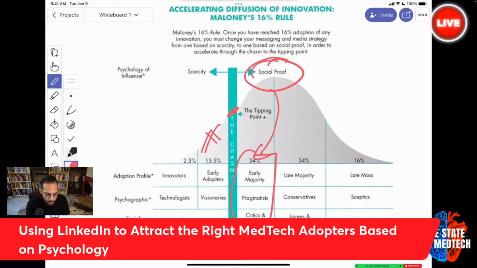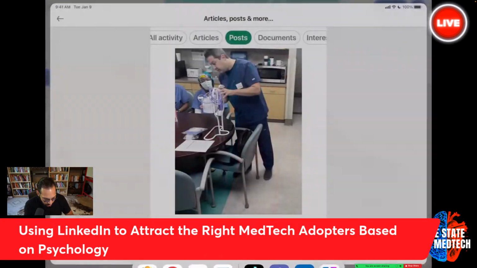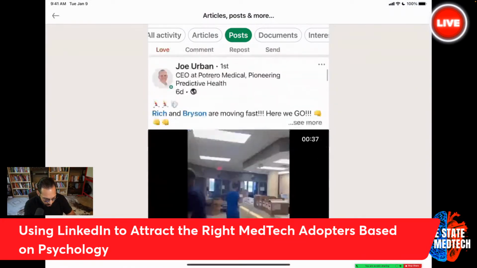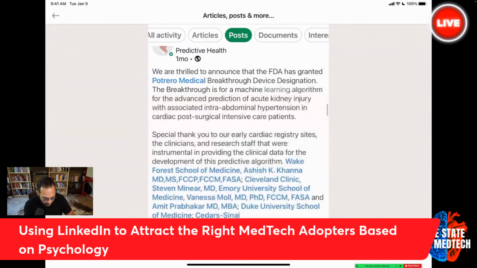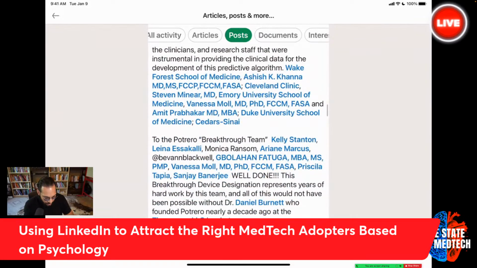So why are they using social proof? Well, the main reason is that, in my opinion, they have the right early adopters. They're already good with innovators, which happened a few years ago. They're good there. Now they have the right early adopters. So again, if we go back to this post, who are the early adopters? Here we go. These people right here, right?